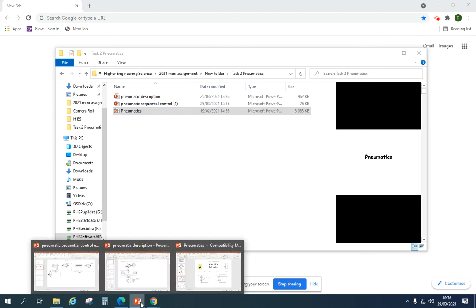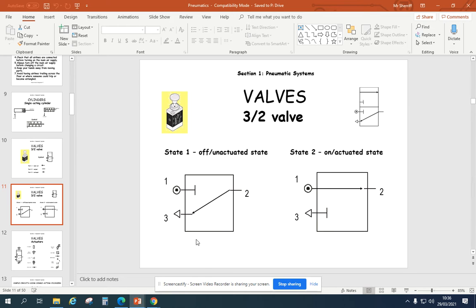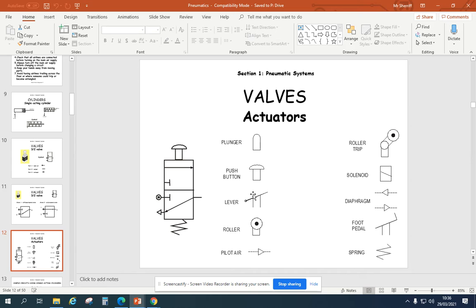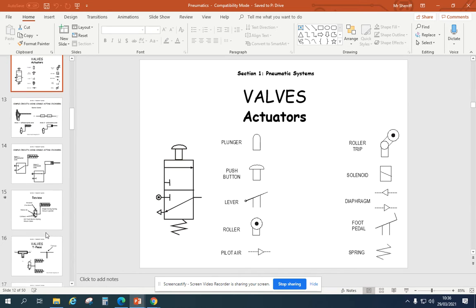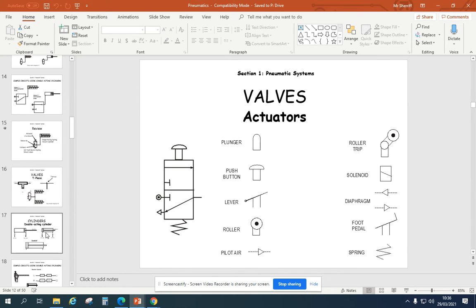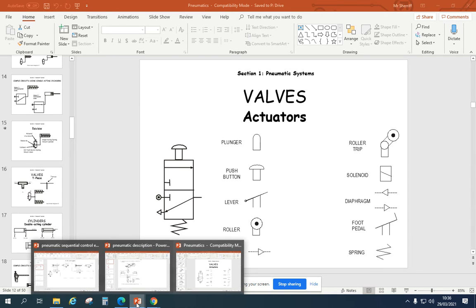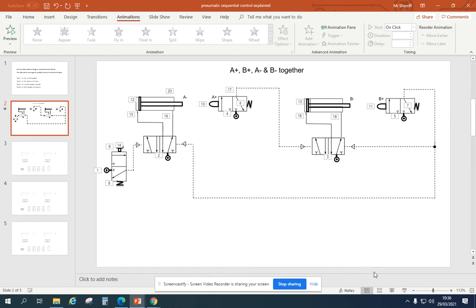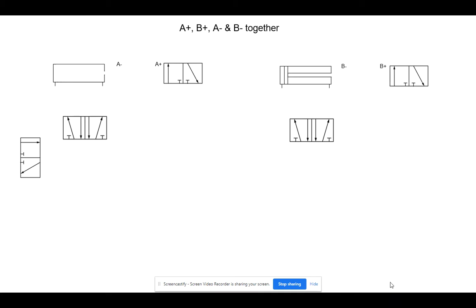I would suggest that we spend a wee bit of time looking at that, making sure that you are familiar with the various connections that you need on the valves, the different types of actuators, and the different types of basic pneumatic circuits. So that's your first port of call. When you feel you've done that, the next task that you're going to be looking at is requiring you to plan a sequential control circuit.